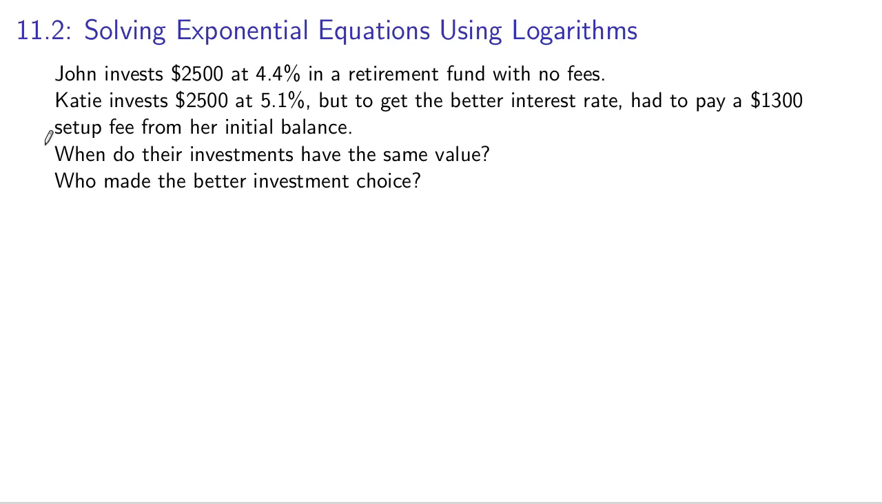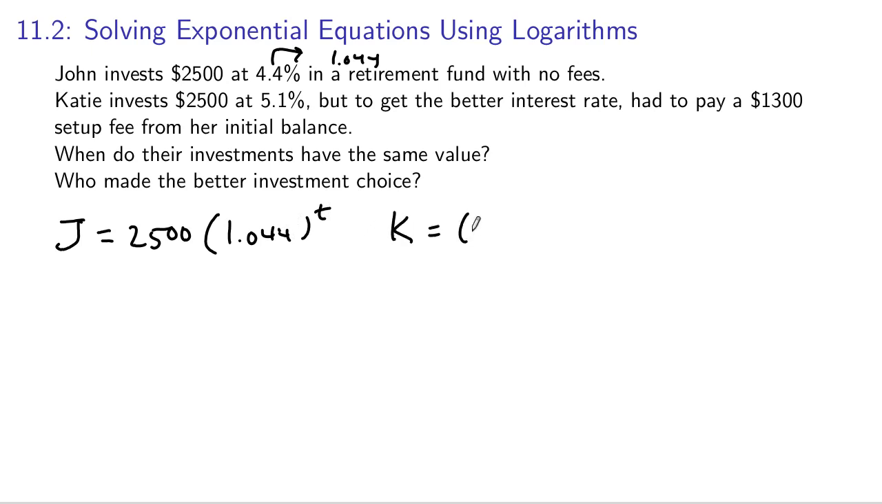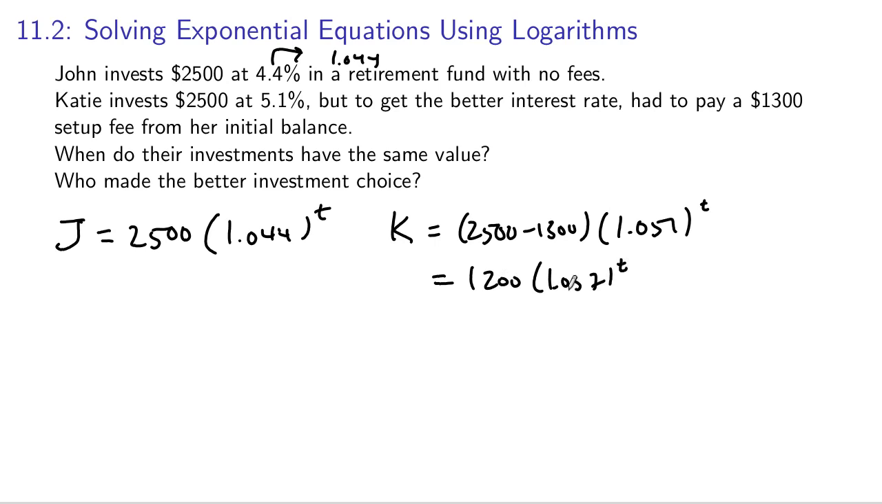So we need to model each of these. So John's balance is going to be $2,500. We need to turn this into an annual growth factor. So 1.044 by turning the percent into a decimal and adding 1 to go from a rate to a factor. 1.044 to the time power t. And Katie's balance is she starts with $2,500 minus her $1,300 fee, which is $1,200, times 1.057 to the t.